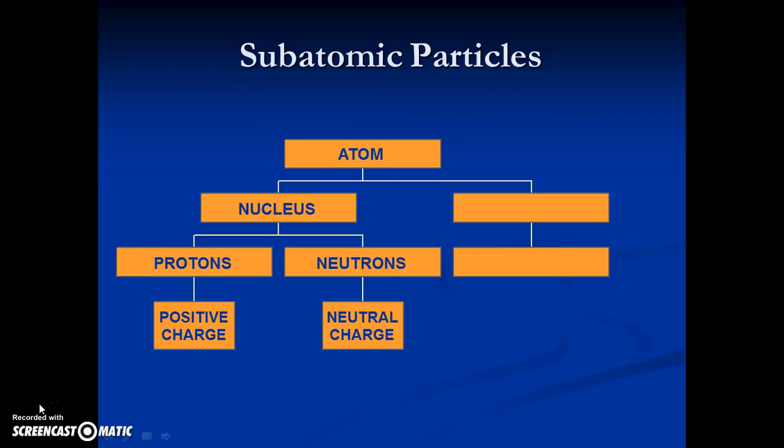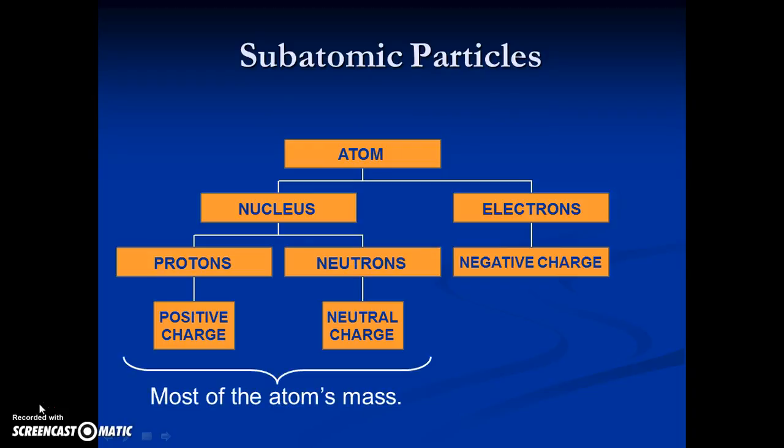So those two sort of live together inside the nucleus, and they're the most massive. They're about equal masses. Then we have electrons outside the nucleus, which orbit around it, and those contain negative charge. So all in all, the atom itself is neutral in charge because the protons cancel out the electrons. Most of the atom's mass is contained in the nucleus, but it's still a very, very small area.